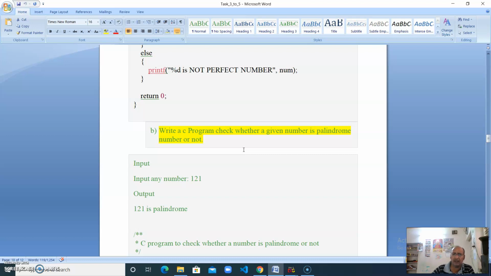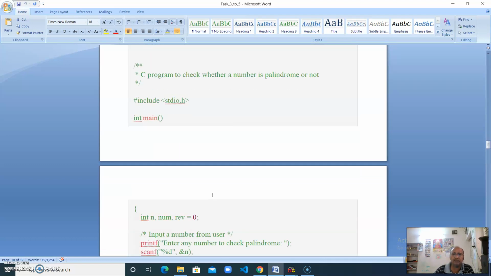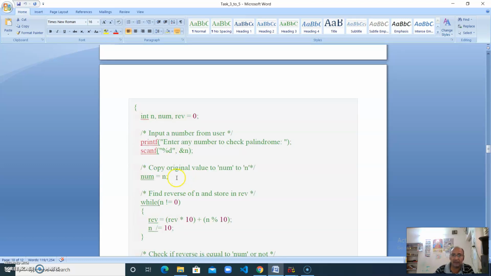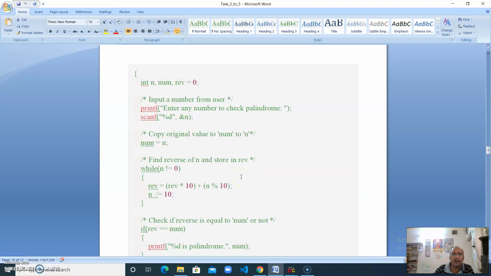Suppose, for example, the input number is 121. If the reverse of this number is 121, then 121 is a palindrome. Understood? Now for this program: int num, n, rev; printf enter any number to check palindrome; scanf %d, &n, that means taking the data from the user. num equals n, that means copy the original value to num. Now find the reverse of n and store it in rev.